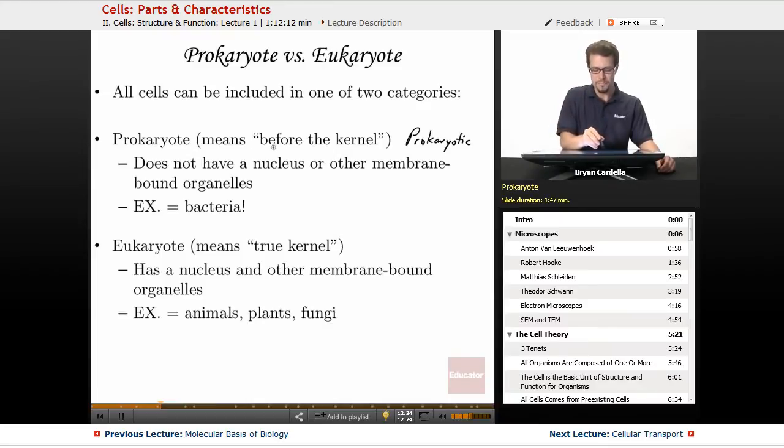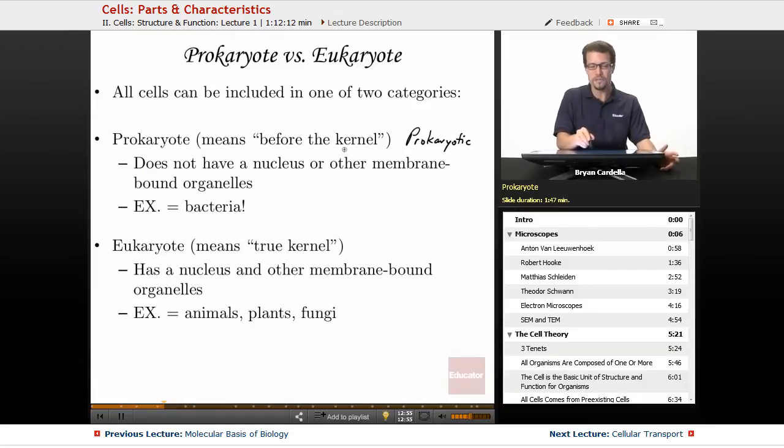It means before the kernel, which sounds silly, but pro means before, and karyote comes from karyos, a Greek word that means kernel or nut. I had a student several years ago who was fluent in Greek, and she said that karyos can also mean walnut. And when she said that, something dawned on me that helped me remember what this actually means, and I'll draw it for you in a sec.